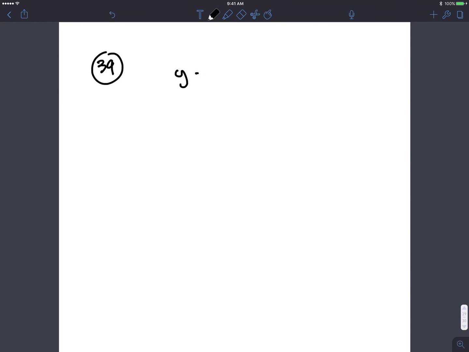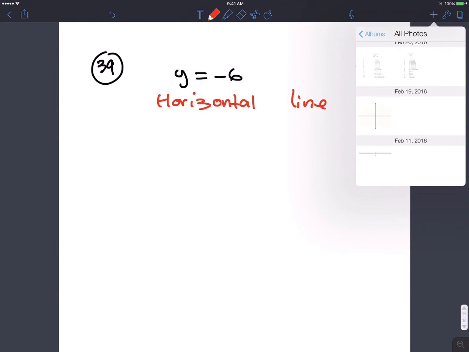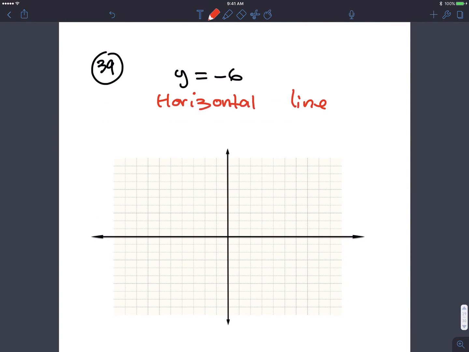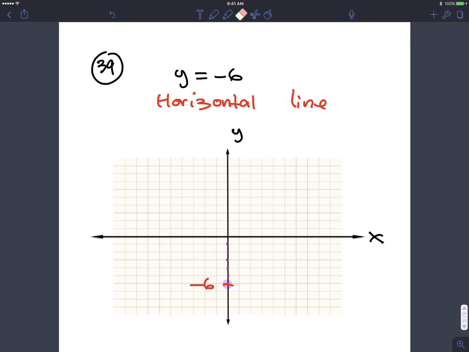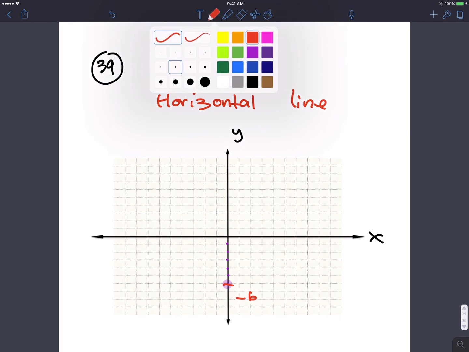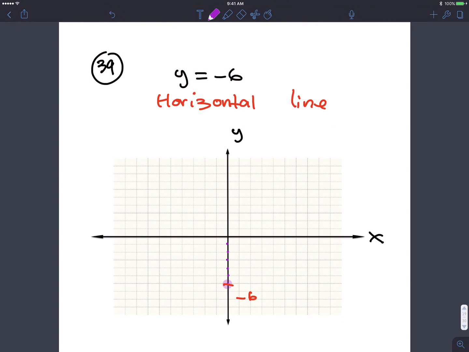Number 39. y is -6. We know this is a horizontal line. Let's add the graph paper. You got the x-coordinate, you got a y-coordinate, all through -6. There you go. Draw your horizontal line. And you're done.